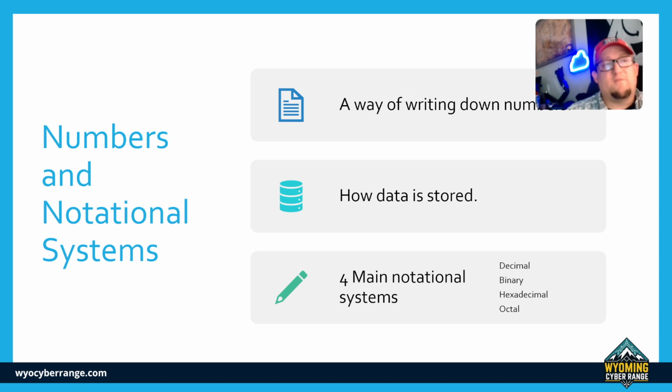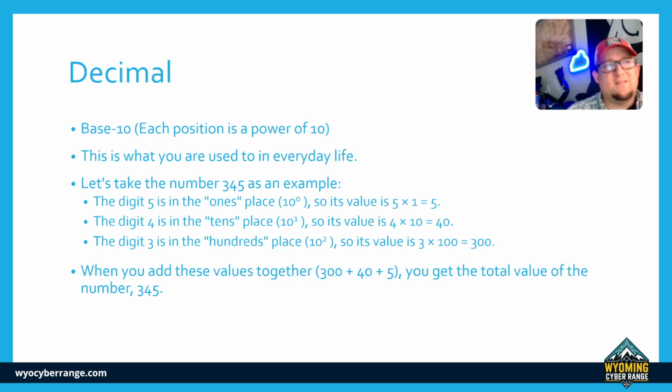And we're going to talk about 4 main notational systems: decimal, binary, hexadecimal, and octal. These are the 4 types of notational systems that a computer uses. Now the first one is going to be decimal. It's base 10. This is what we all know and love and what we grew up with. You all learned how to count to 10 when you were young, and this is what we learn how to do all of our math based off of, which is a base 10.